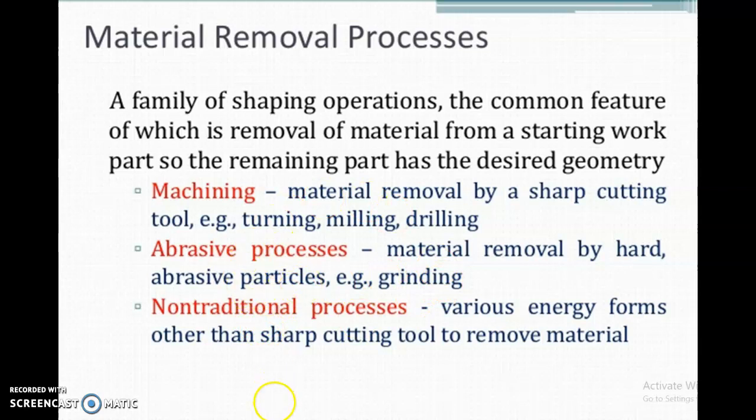Another is the non-traditional process. What is the non-traditional process? Various energy forms other than a sharp cutting tool are used to remove material. In the non-traditional process the tool won't be in direct contact with the workpiece. Machining and abrasive processes are traditional processes because the tool will be in direct contact with the workpiece. But in the non-traditional process, there won't be any contact between the tool and the workpiece. How are we going to do it? We are going to do it using various energy forms. Clear?